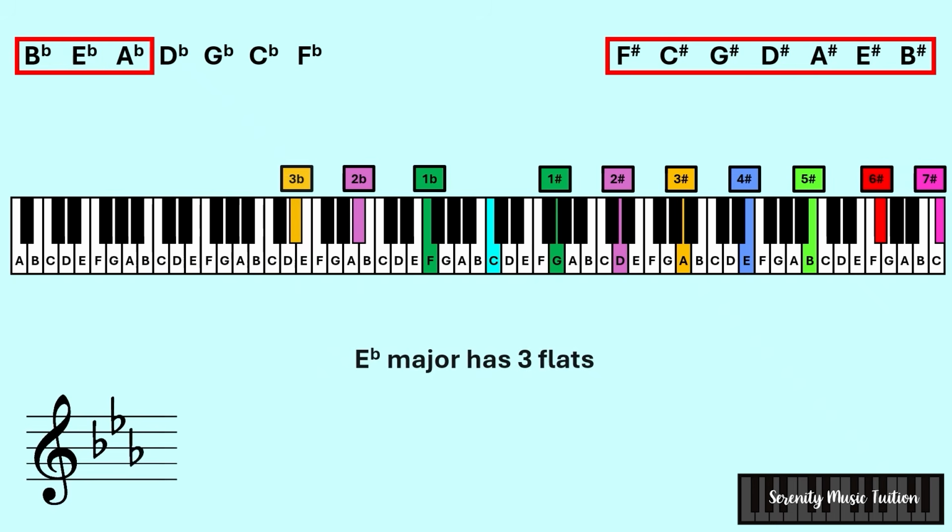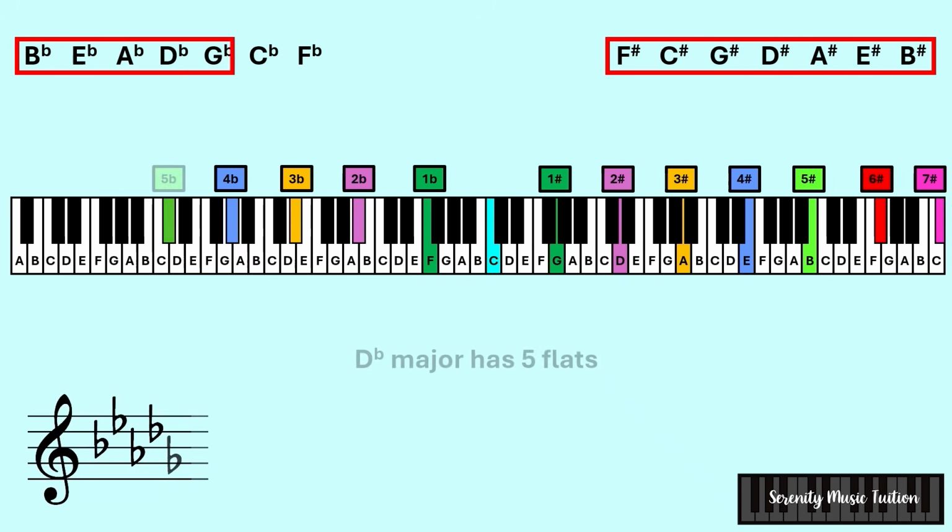We move left again by the interval of a perfect fifth and we reach E flat major, which has 3 flats, B flat, E flat and A flat. We move a perfect fifth left again, this time reaching A flat major, which has 4 flats, B flat, E flat, A flat and D flat. We move left again by the interval of a perfect fifth to reach D flat major, which has 5 flats, B flat, E flat, A flat, D flat and G flat.